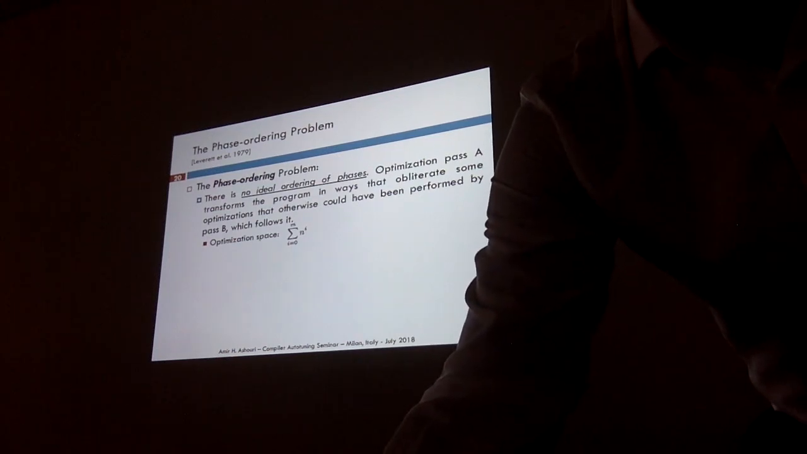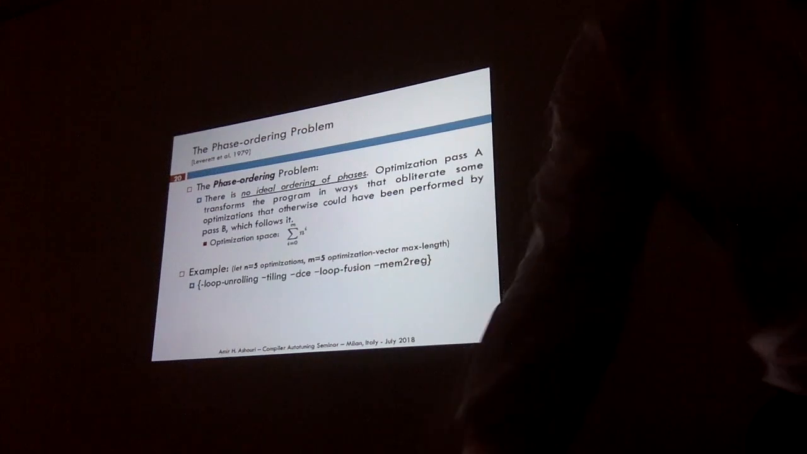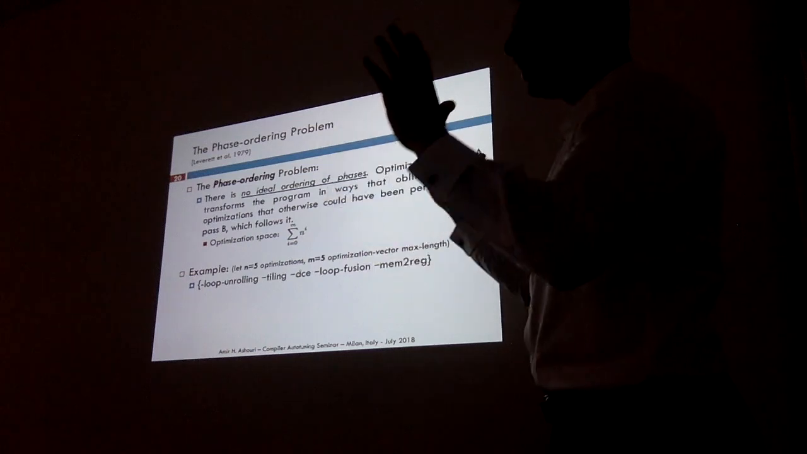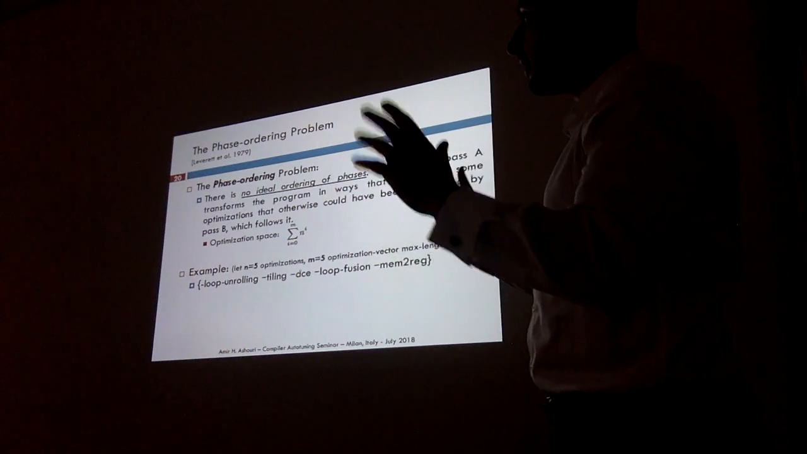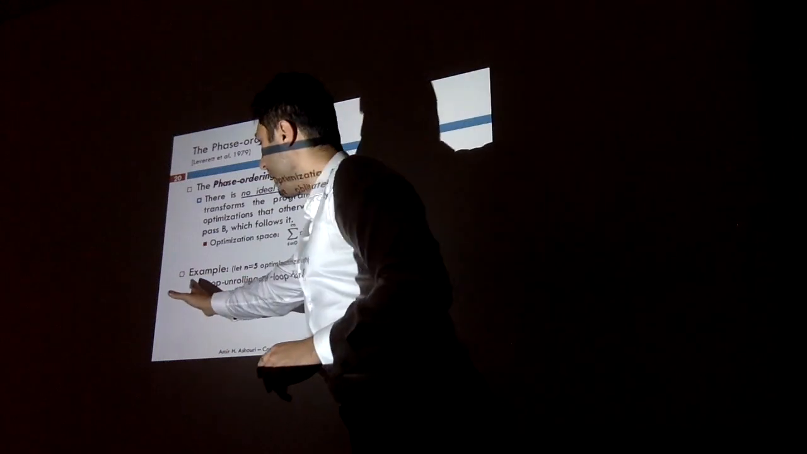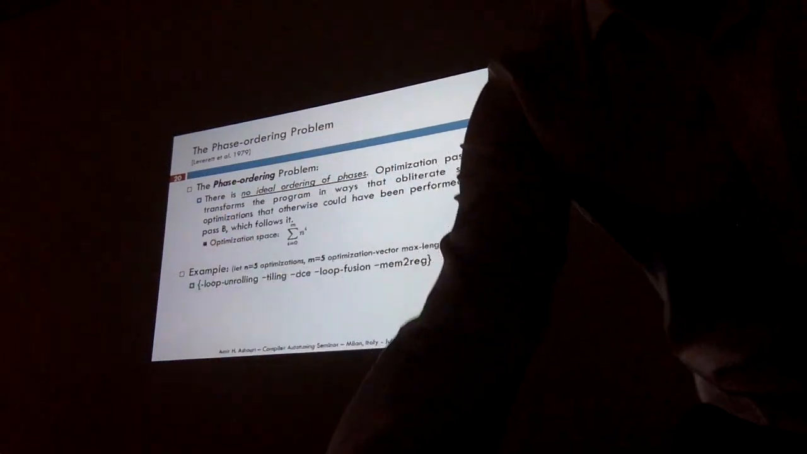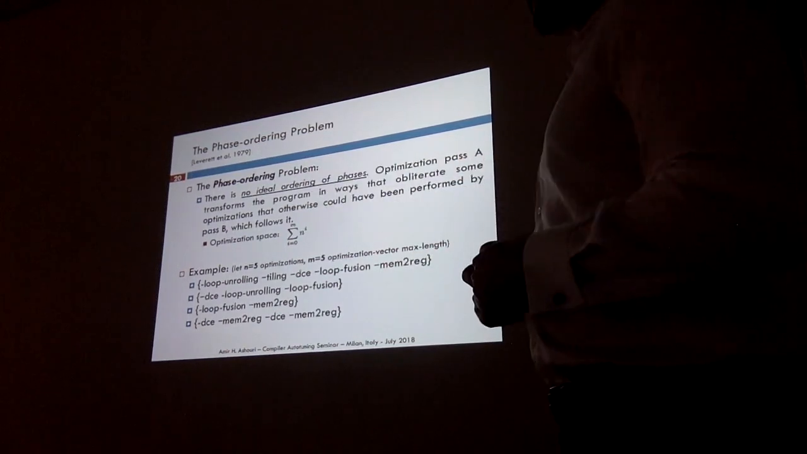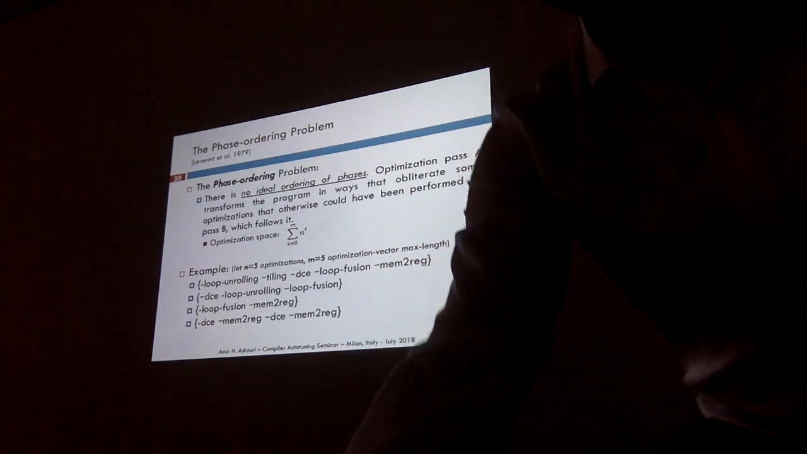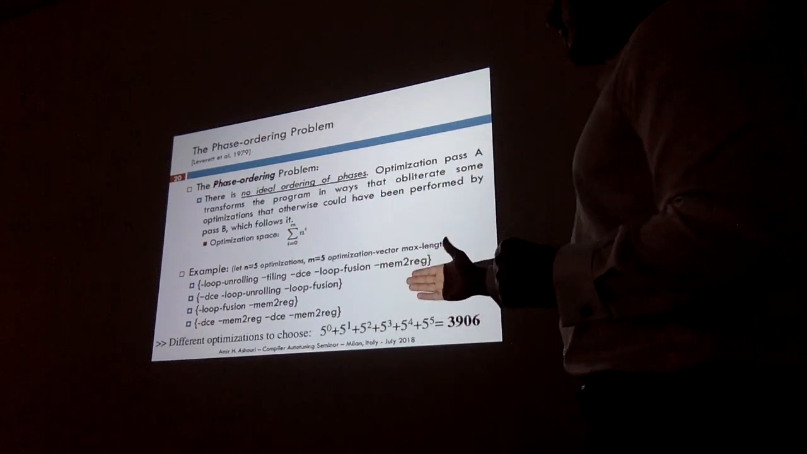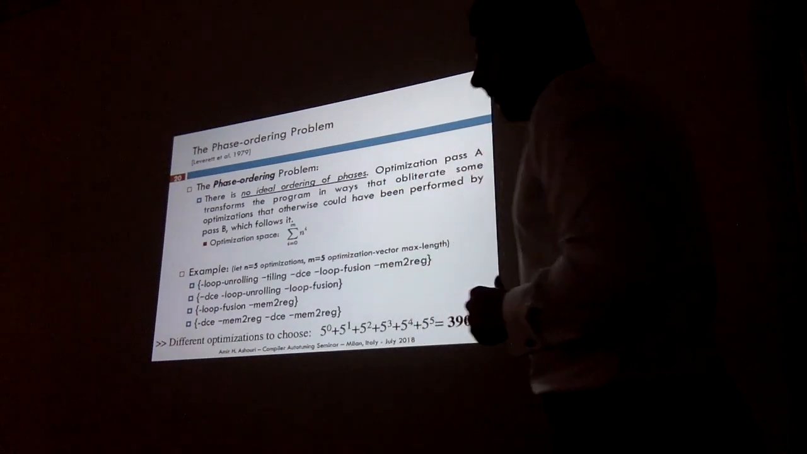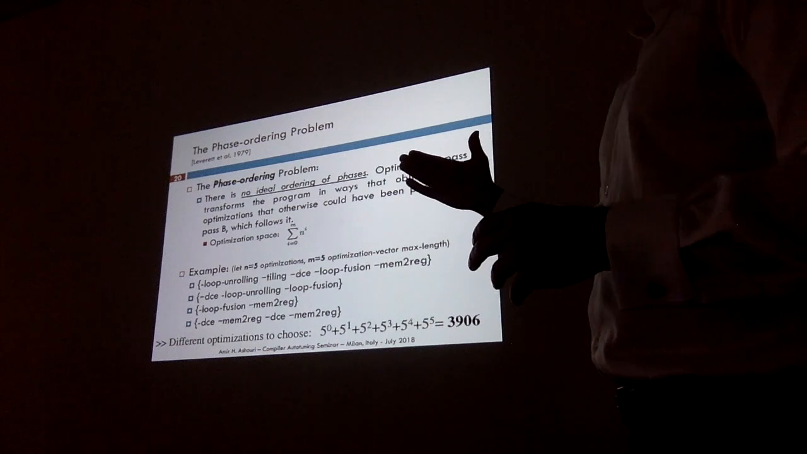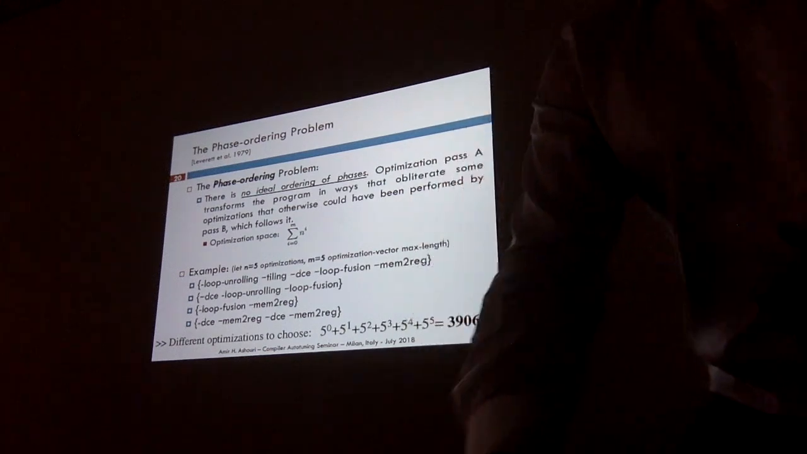And as you see here, using the same 5 optimizations that I mentioned in the selection problem, and just bounding our optimization vector to 5, so we have a maximum of 5 optimizations in our vector, you see that we have many varieties of the same compiler optimizations, and simply by having a boundary of 5, you have 4,000 different selections. So you see the phase ordering problem is a much, much larger problem with respect to the selection problem.